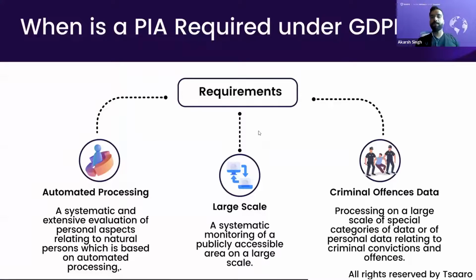So when is a PIA required? There are 3 options, right? Obviously, automated processing is yes, everybody knows the right answer. But the requirements are that if you're doing automated processing, if you're doing large-scale processing, or if you are doing criminal offense data, if you're doing any of them, it is mandatory to do a PIA, right? We have to do a PIA.